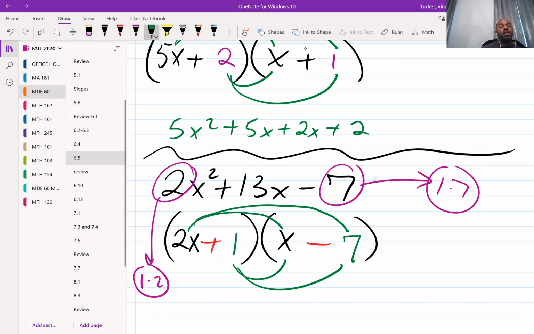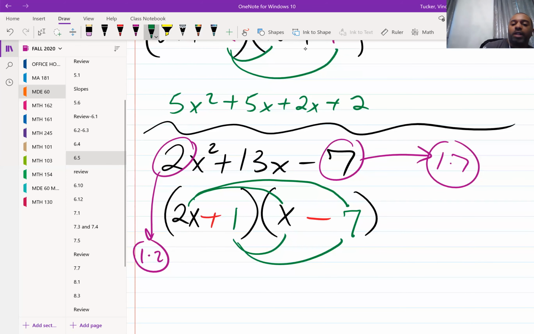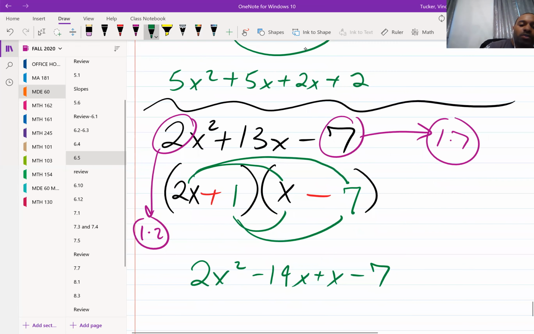But that's what I meant by when you do it this way. It makes you think about what you're doing, and it makes you bring in that logic that's necessary. You know what I mean? So you know that 2 times 7 is going to give you 14. But let's follow it out. 2x times x is 2x squared. And I get negative 14x. 1 times x is plus x. And then that's negative 7. So notice what we get here is 2x squared minus 13x minus 7.